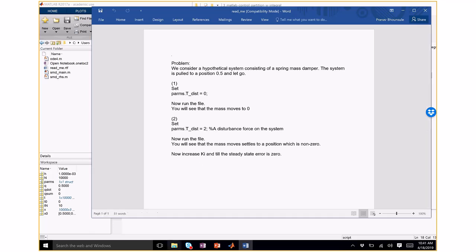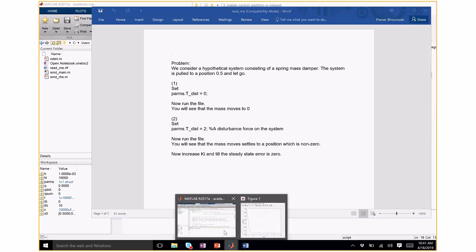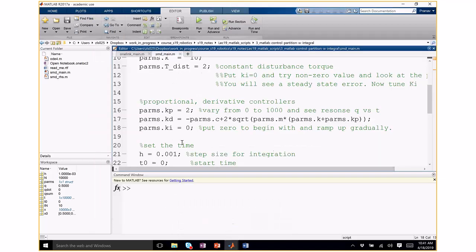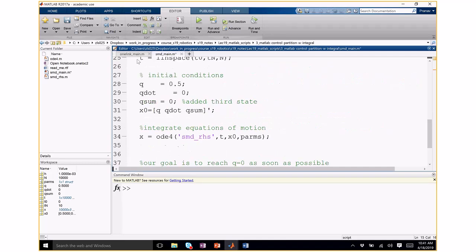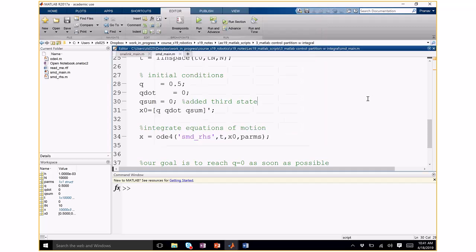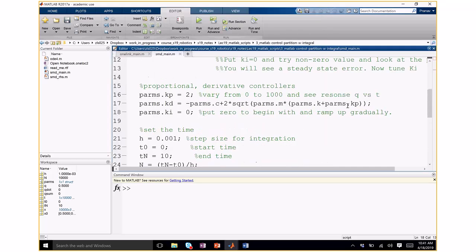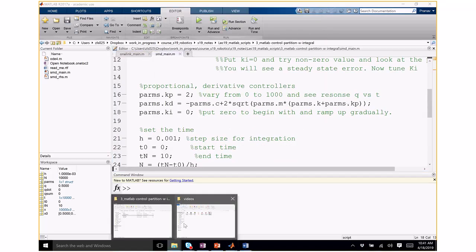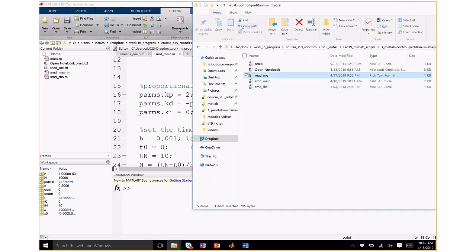Okay, let's increase the, I don't know, let's put 5. And run this. So you can see it goes to 0 because of the integral control. That's the hypothetical example. Let's do a physical example which has some meaning.